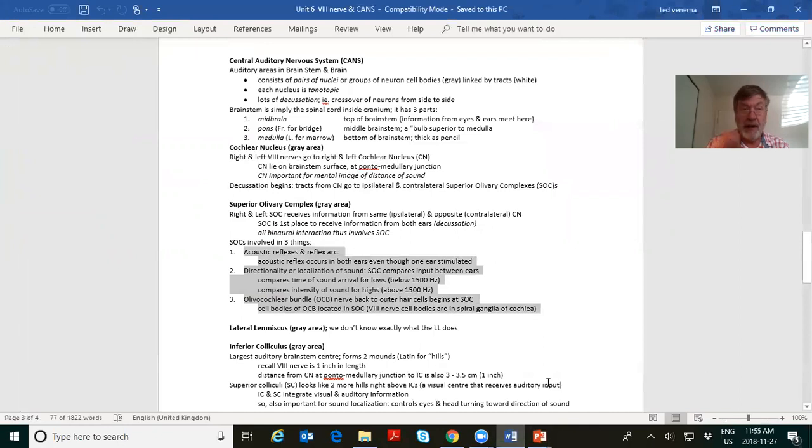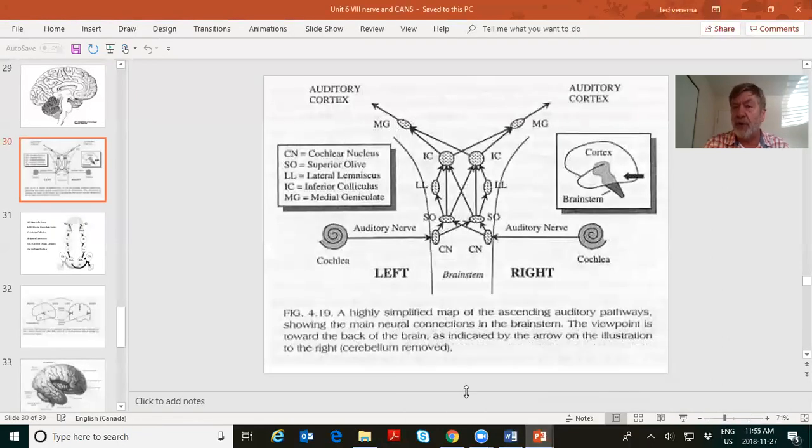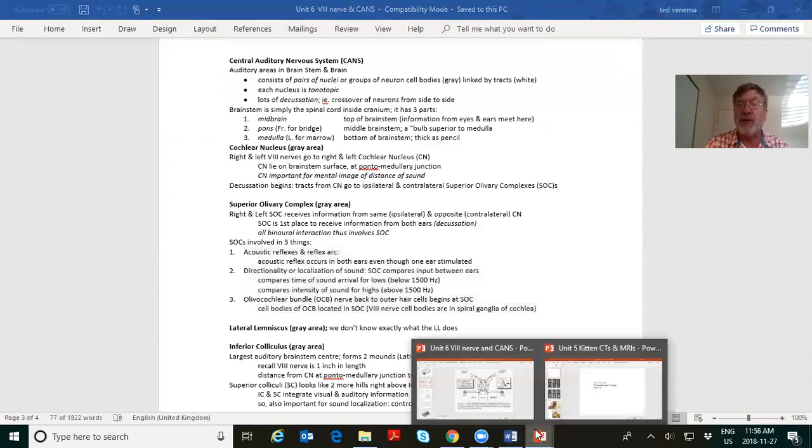And that means if you get a loud sound in one ear, guess what? The tensor tympani and stapedial muscles are going to be pulling back in both ears. Why? Because of decussation. Because of this crossover. That's why. Okay? The second thing, directionality or localization of sound, is involved in the superior olivary complex.